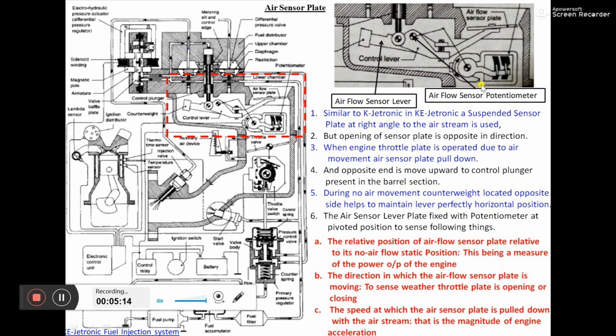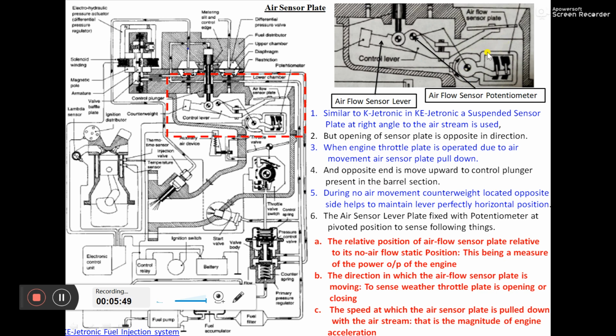Or if gradual opening is there, then the change in current value should be gradual. In that sense, the ECU comes to know whether the sensor plate is moving suddenly or gradually. So this information is also given by the potentiometer to the ECU. Another piece of information given by this potentiometer to the ECU is whether the sensor plate is moving towards closing or towards opening, means moving to close or open the air flow. That also needs to be monitored by this potentiometer, and the respective information is transferred to the ECU.